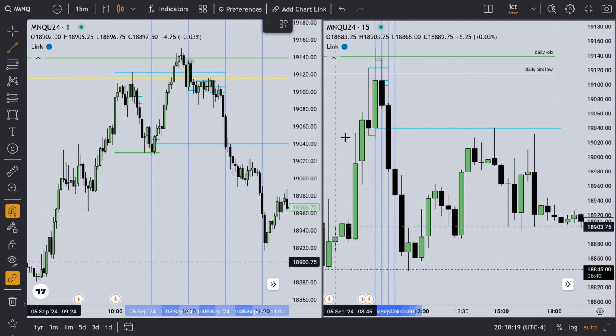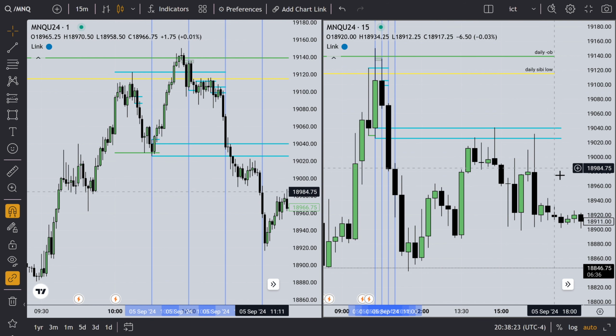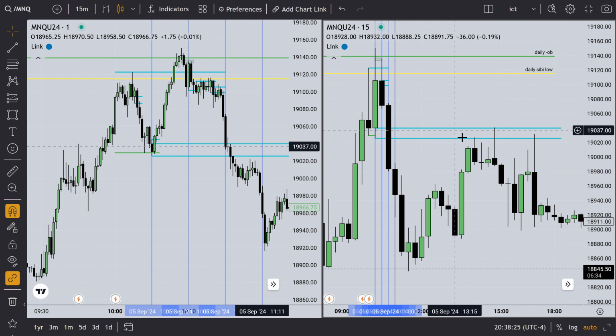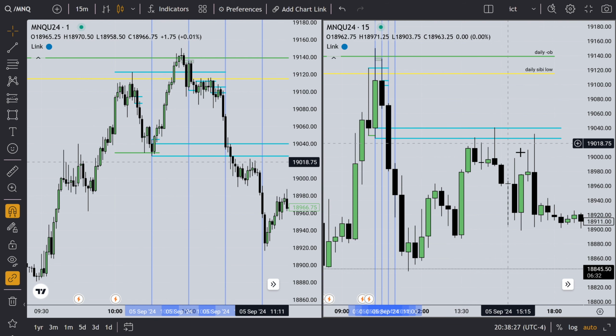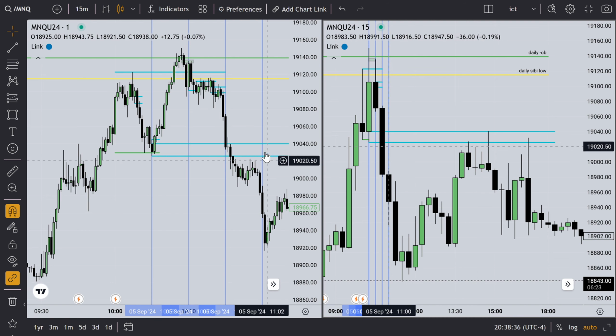There's the body. There's the wick. There's the body, there's the wick. There's the body, there's the wick. It's also combined with a turtle soup. Goes just above this high.